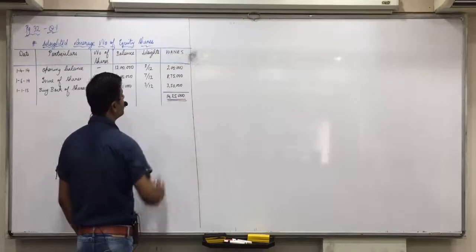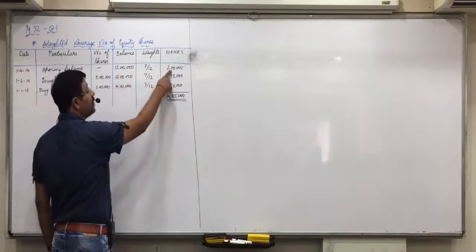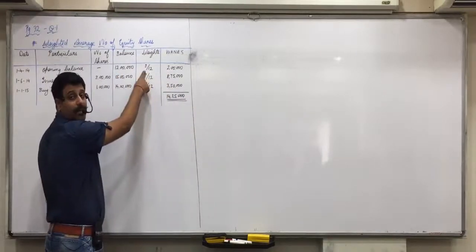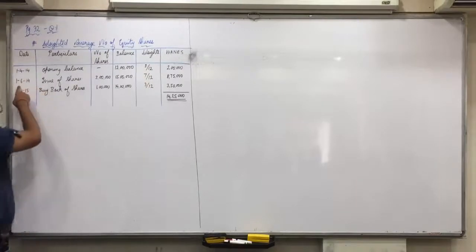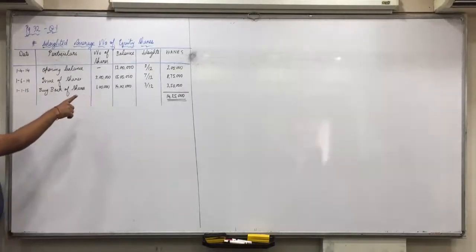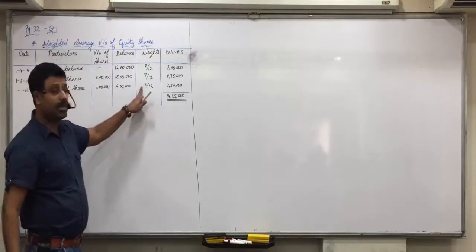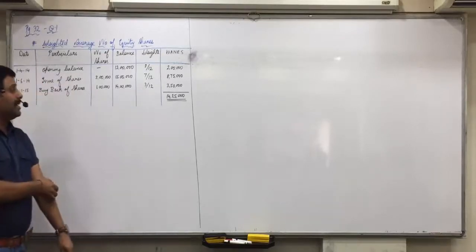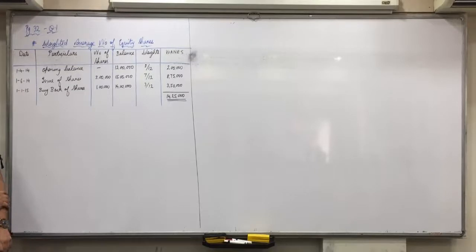So the weights are 2 lakhs, 8,75,000 and 3,50,000, total 14,25,000. 12 lakhs into 2 divided by 12, 2 lakhs. This 2/12 is April to June, April and May, 2 months. Then 1st June to 1st January, January will not be included. So June to December, 7 months, 7/12. And then January to March, January, February, March, 3 months, 3/12. Anyone else having any confusions in this? All are clear with it?